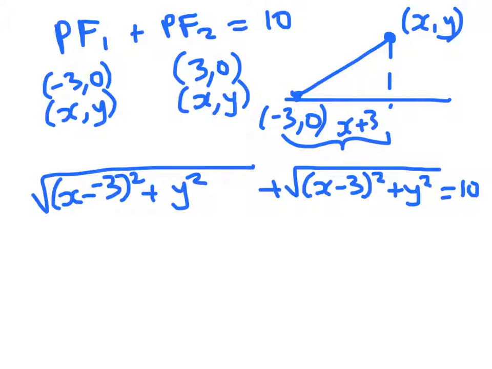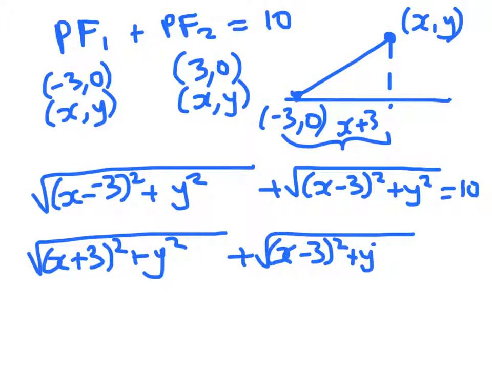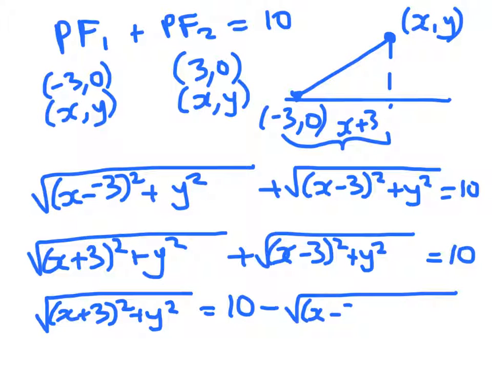So we can start simplifying this, and we'll get this: the square root of x plus 3 squared plus y squared, plus the square root of x minus 3 squared plus y squared. That all equals 10. Now, that's not so nice. We're going to try and get a nice expression for x and y, so we'll do a bit of rearranging. I'm going to leave this one here, so this equals 10 minus this.